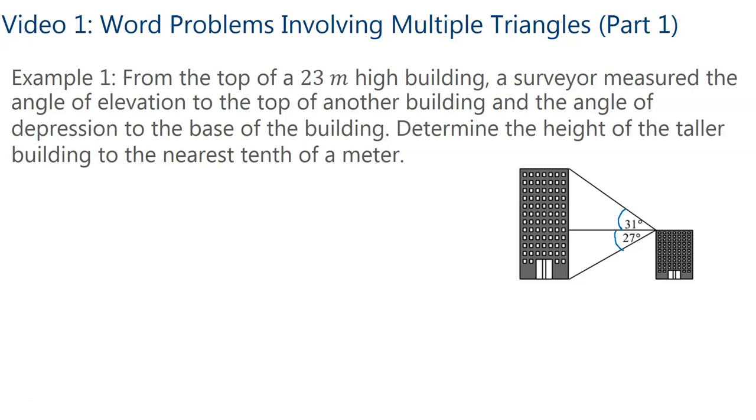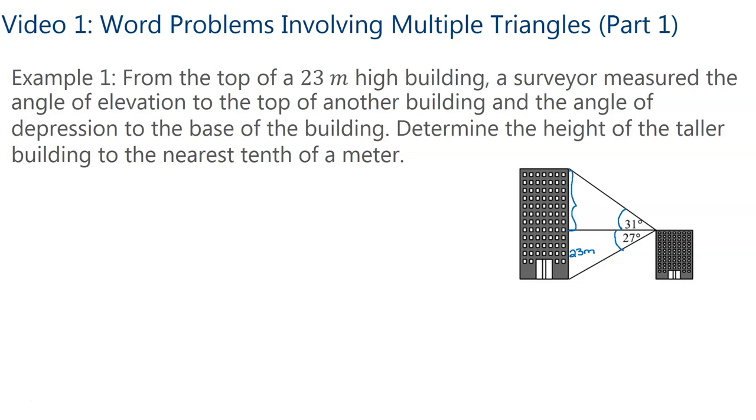Now we also know the height of the shorter building, 23 meters. I'm going to put that over here. Now what we can do to find the height of the taller building is find this distance here and add that and 23 together.